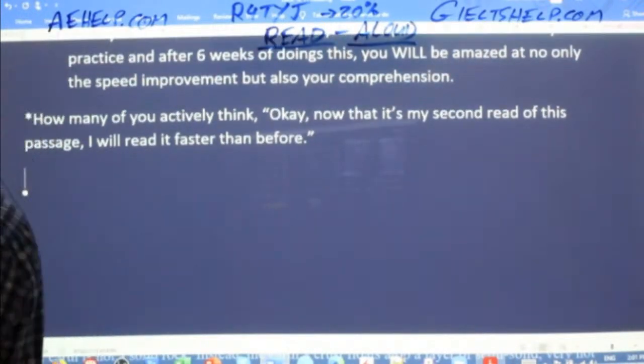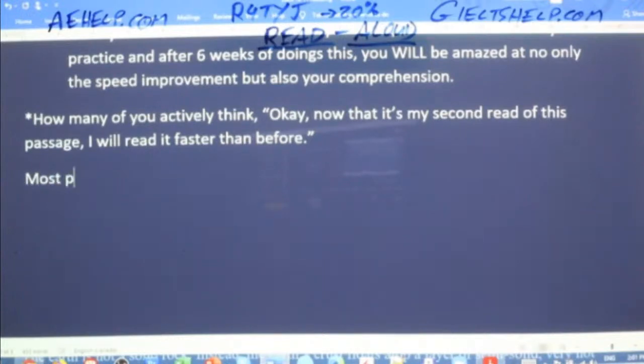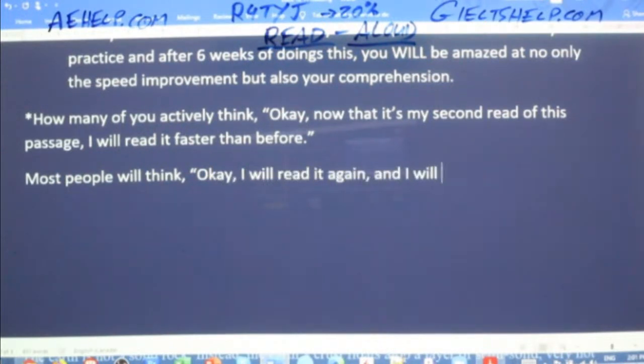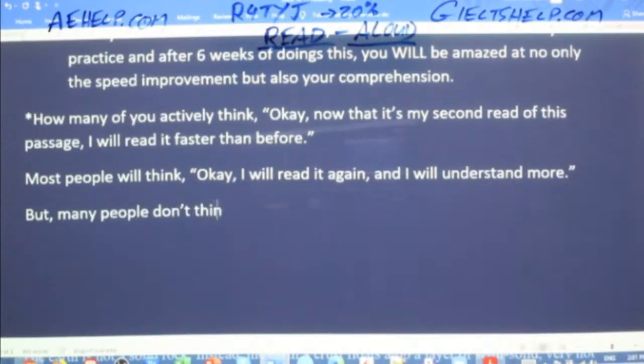So most people will think, okay, I will read it again, and I will understand more. This is common, okay? But many people don't think, and I will read it faster, okay? But you should.